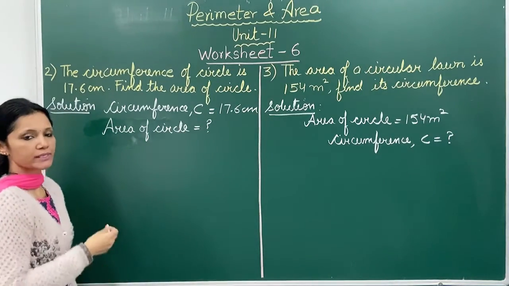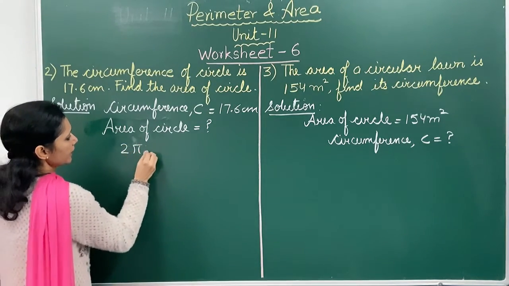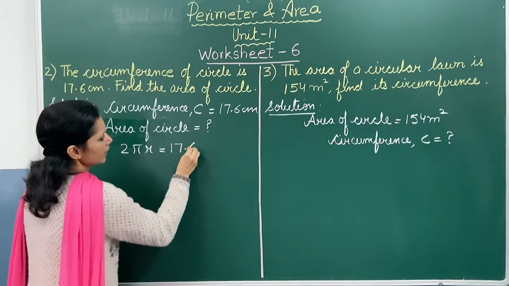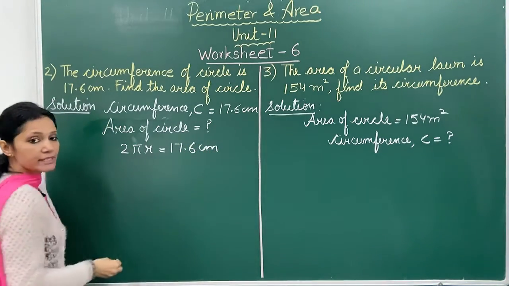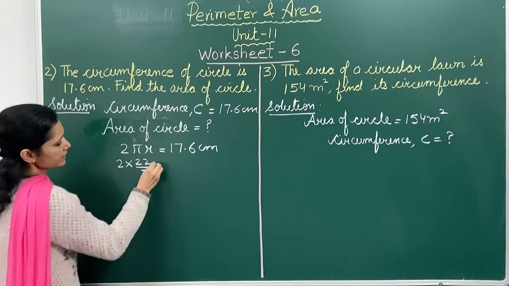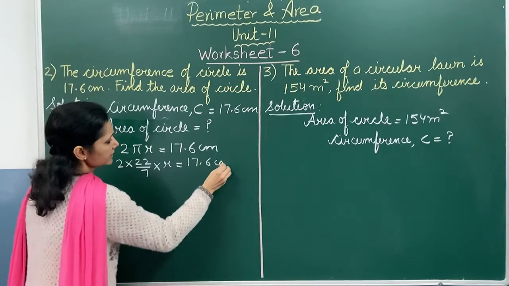Circumference is given to us. What is the formula to calculate the circumference? It is 2 pi r. And this circumference is given to us as 17.6 centimeters. Let's put in the values. 2 multiplied by pi, which is 22 upon 7, multiplied by r is equal to 17.6 centimeters.